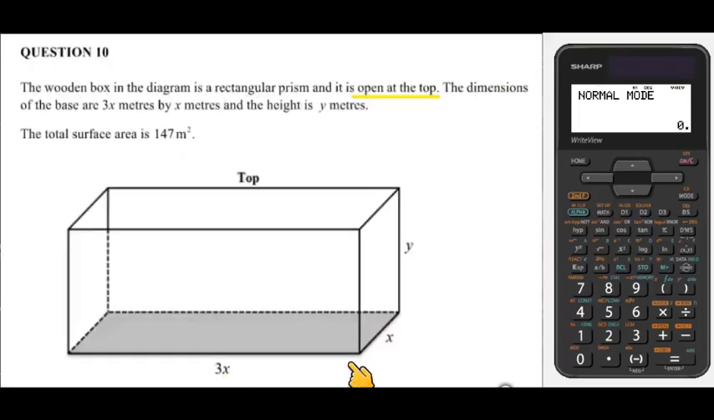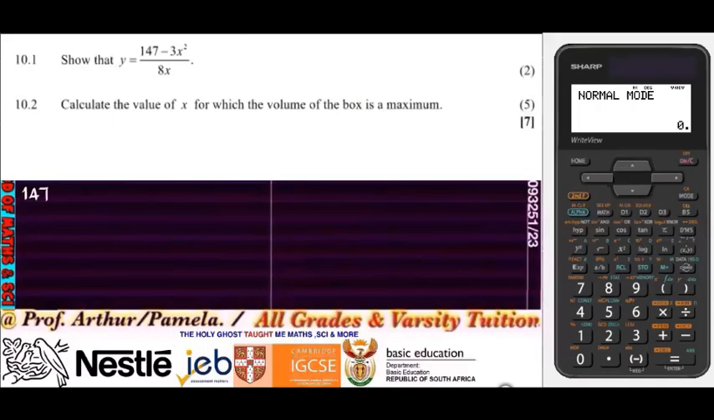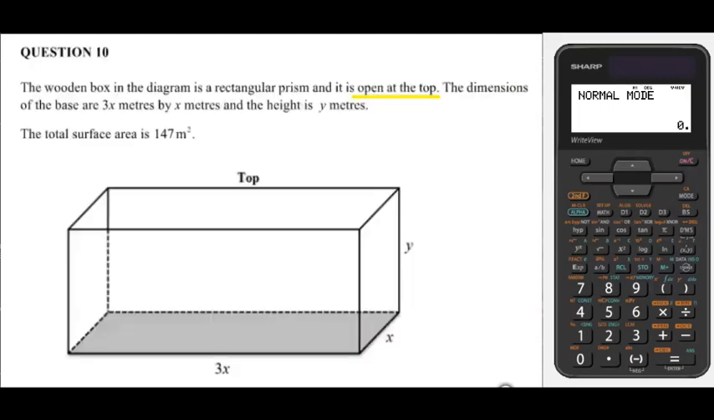So I need to take 3x times y, but I need to do that twice. So it's going to be 3x times y. The number must be doubled. We need to double that because there's 2 of those. Then plus, we've got another one that we need to consider. All right, the one that we need to consider is the one I'm also highlighting in red.